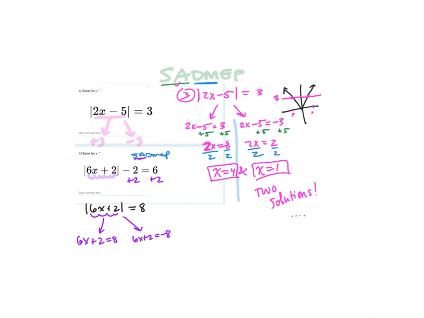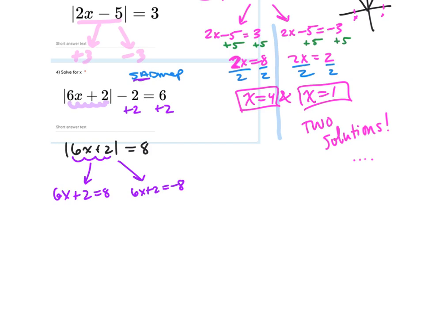I'm going to scooch up for a second, and then I'll fix it for the PDF. Okay, now I'm going to restart my SADMAP. I'm going to add or subtract again, and I'm going to separate my sides here. I have plus 2, so I need to get rid of the 2. So I have 6x equals 6, and I have 6x equals negative 10. Oh, that's right, there is a decimal.